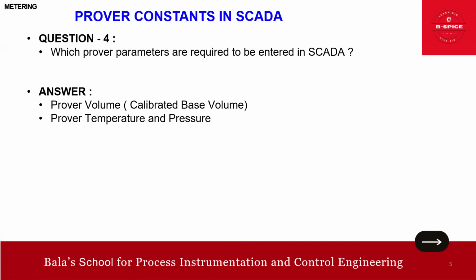Then prover temperature and pressure. These also need to be entered. Why? This is used to correct the prover volume to standard conditions, and also to ensure accurate volume comparison with the flow meter. So prover temperature and pressure are needed.